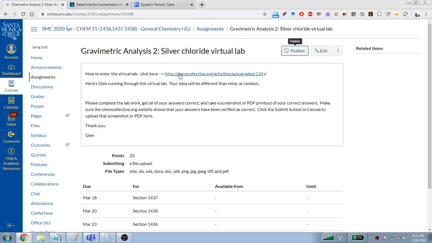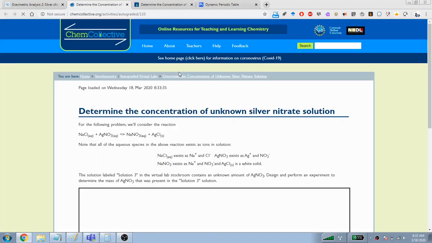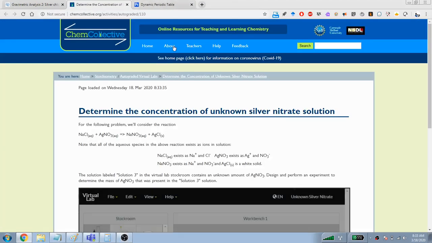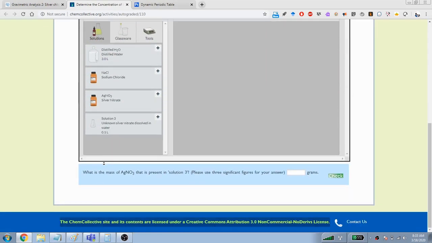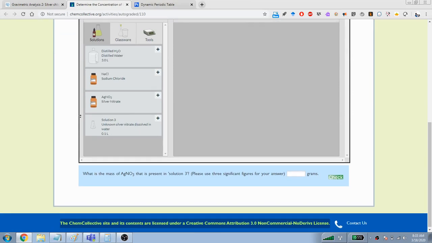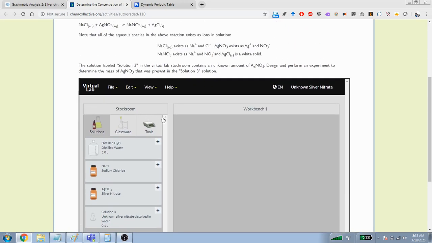This is different from Gravimetric Analysis 1 because in this one there are some questions for you to answer, like these here, and you're going to have to answer all of them. And you're going to have to be correct. I'll show you what I mean. So I'm going to go through this once, and then when you do it, the numbers will change a little bit at random.